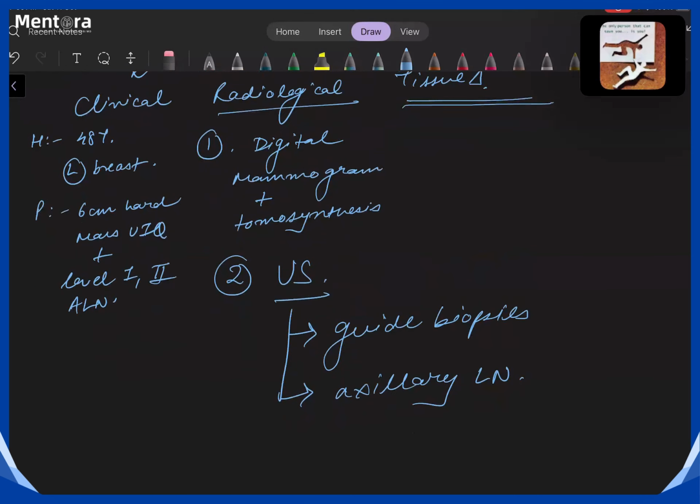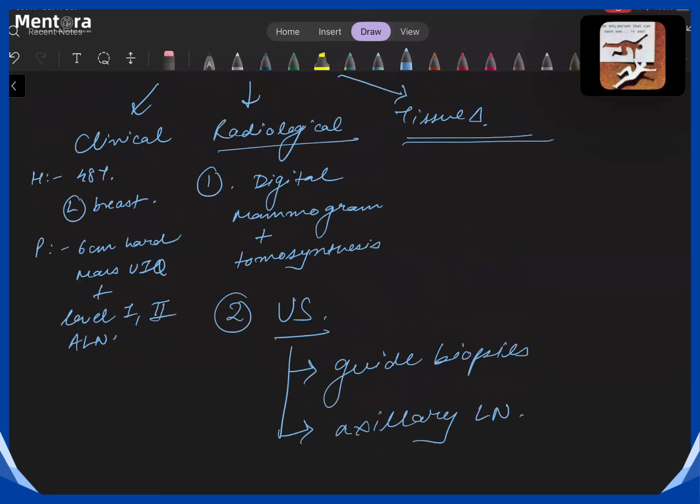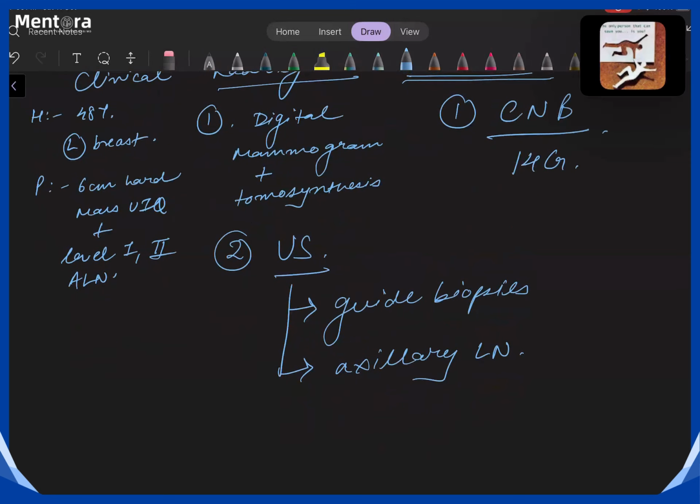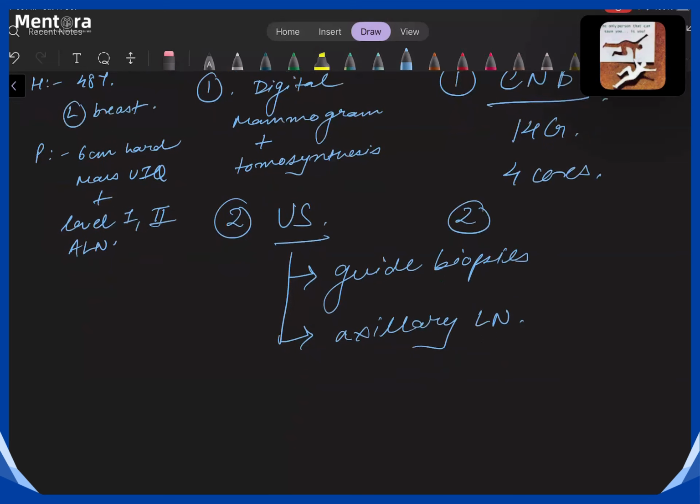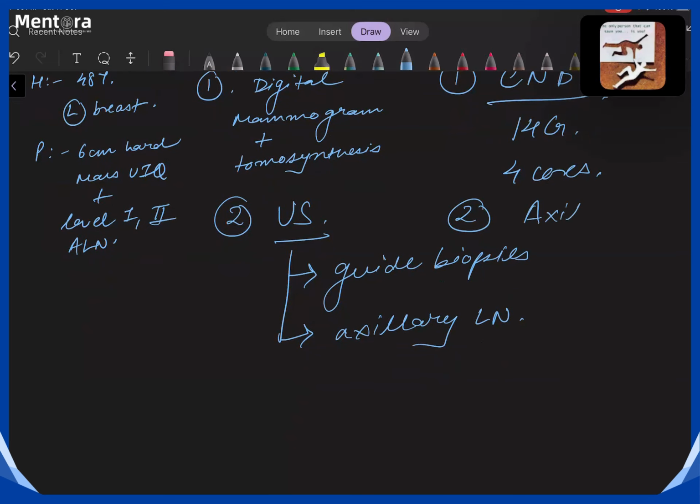The third would be the tissue diagnosis. So how are we going to obtain the tissue for a diagnosis? The answer to that would be a core needle biopsy, with a core needle biopsy gun, which we commonly call the true cut gun. A 14 gauge gun is used and at least 4 cores are obtained. Along with the core needle biopsy of the primary tissue, we should also go for axillary lymph node sampling through ultrasound guided FNA. So this is basically a diagnostic workup.